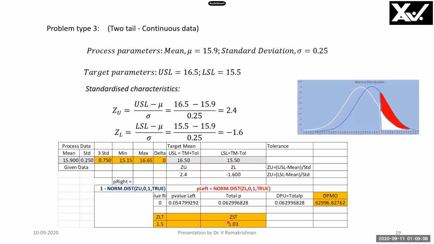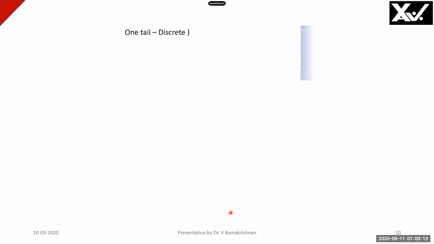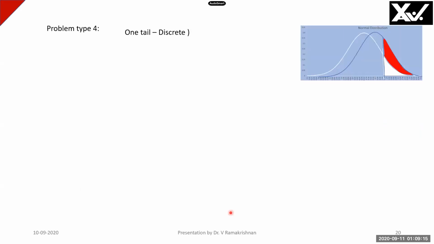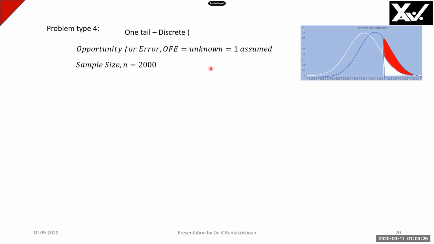That's all. What we will do is go to the next problem and see this also. One tail discrete. Here, problem type 4, opportunity for error is not given, it is unknown. See, if it is given, we will take it, otherwise we will take it as one assumed. For each product, only one opportunity for error.